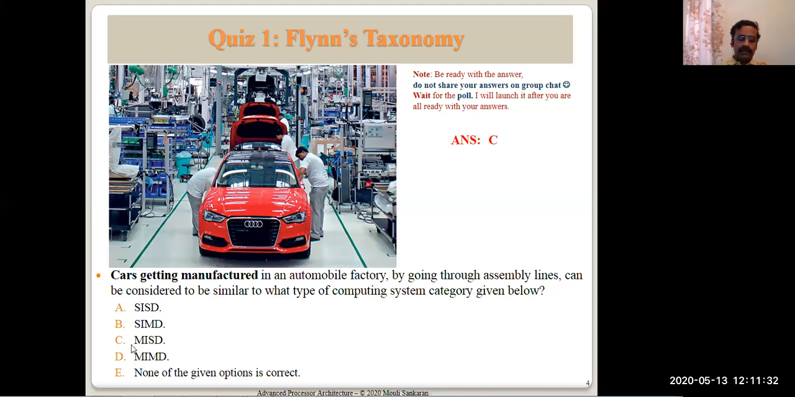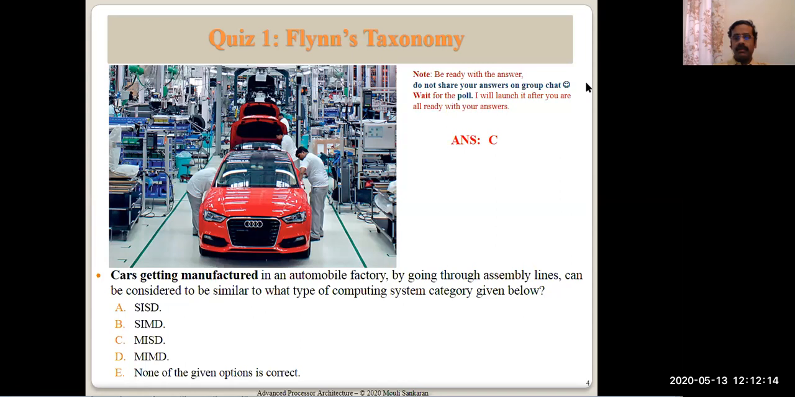Let me explain the answer. You see the answer, MISD. A car is a single unit, a data we can consider to be single data, but at every stage, a different operation is done on it. One person will do the painting, one will fix the seat cover or brand, headlights. Like that, actions are done on a particular element. So we can consider it to be an object or a data on which multiple instructions are getting executed. So MISD is the right answer.